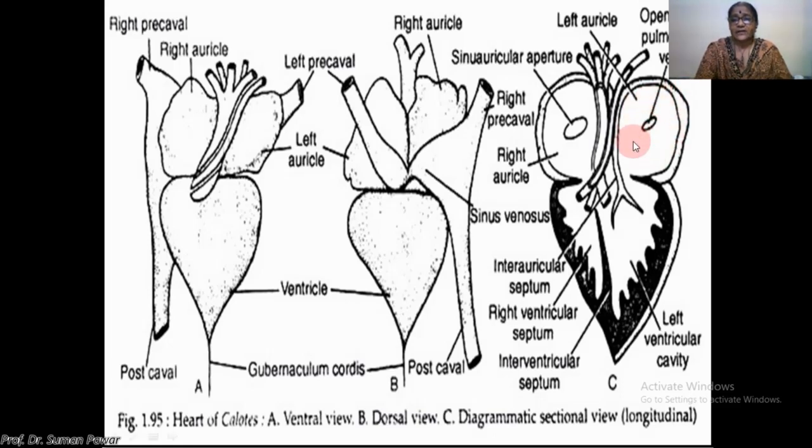Simultaneously, this is the left auricle, which also shows a small aperture, that is the opening of the common pulmonary vein, through which the oxygenated blood is discharged into this left auricle. Here is the auriculoventricular aperture, through which both these auricles open into the ventricle.